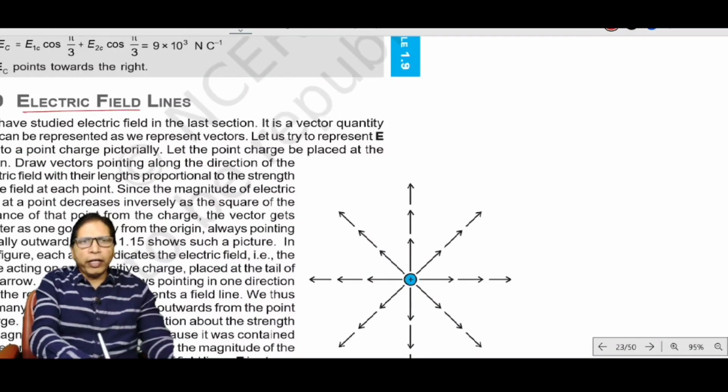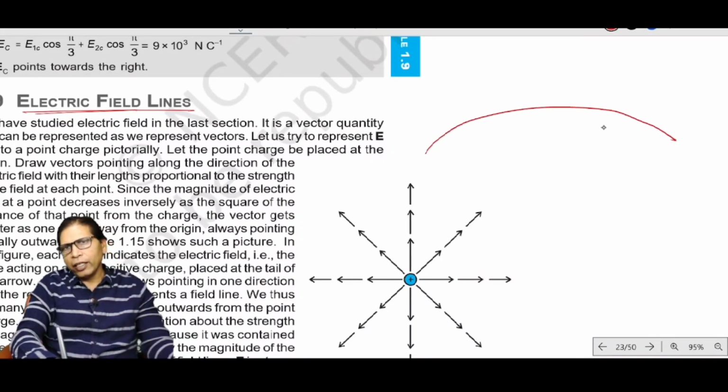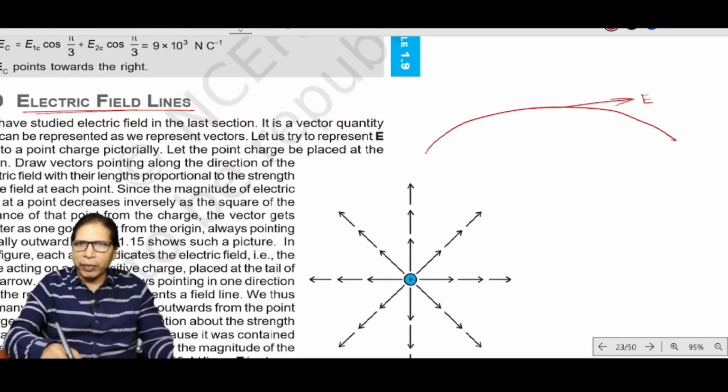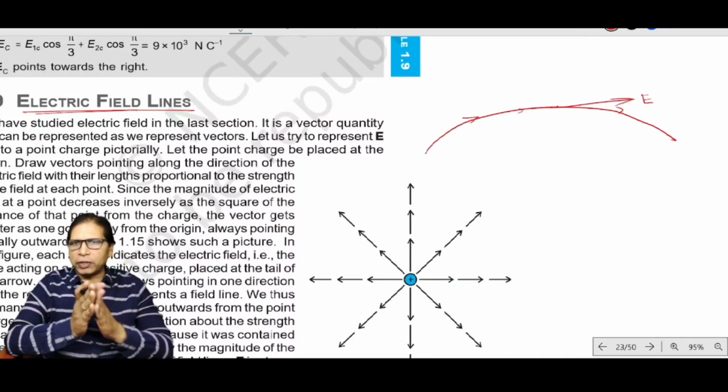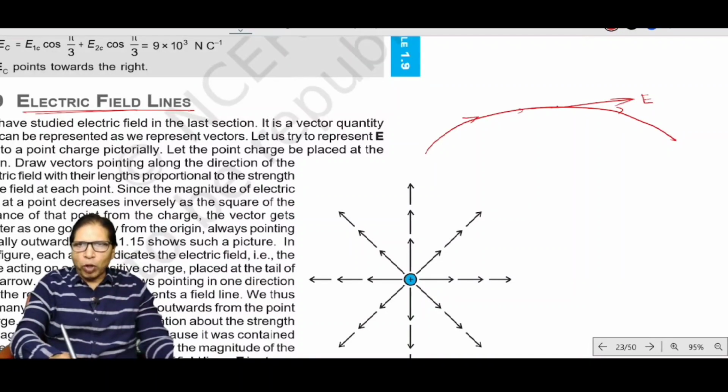Now, electric field lines. Electric field lines are imaginary lines. If a tangent is drawn on this line, this tangent represents the direction of the resultant electric field at that point. And it is the path of an isolated unit positive charge. So now its properties.